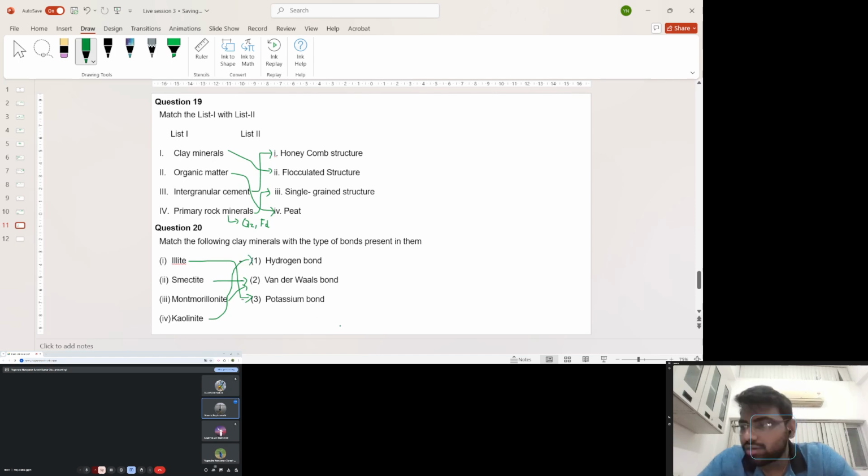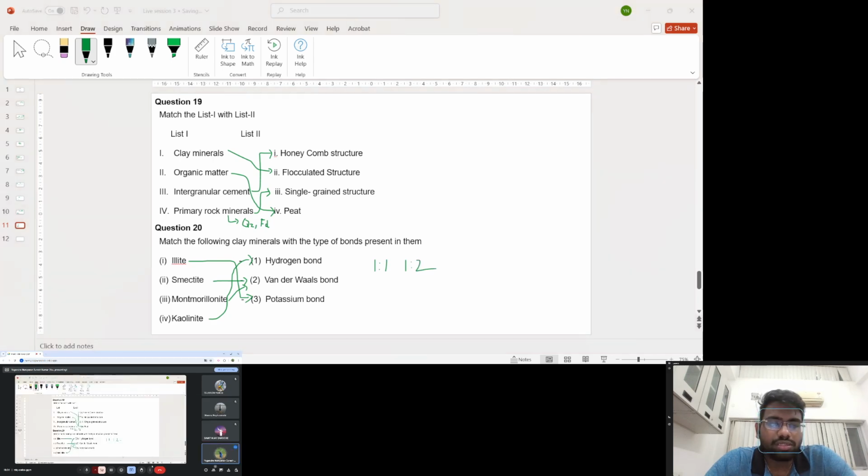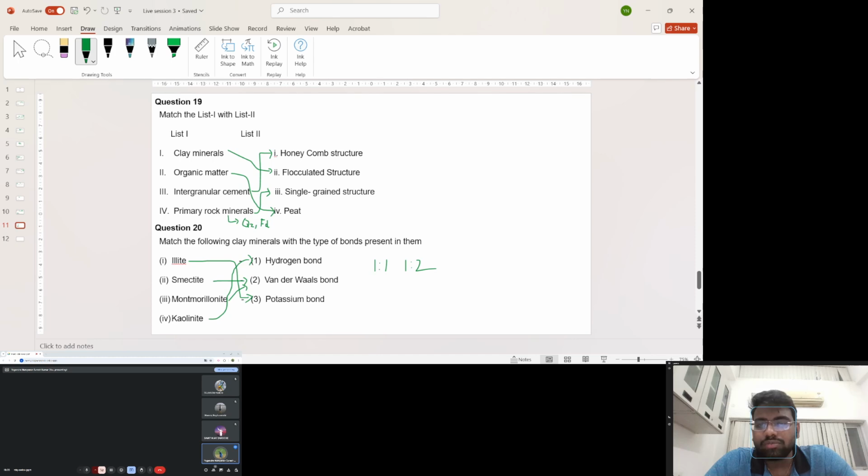Okay. Now to give some insights, you know that different types of clay arrangements, right? What type of clay arrangement? 1:1 and 1:2. Have you come across this or not? So clay minerals. One aspect is you understand what type of bonds are present. Second is you visualize them.